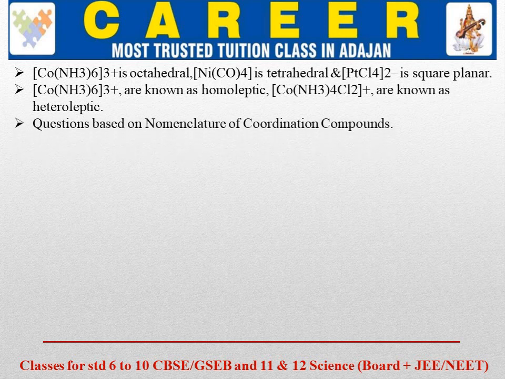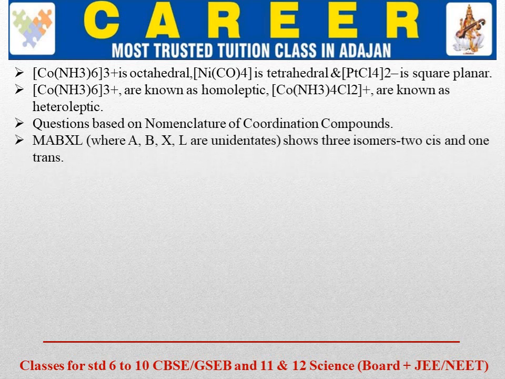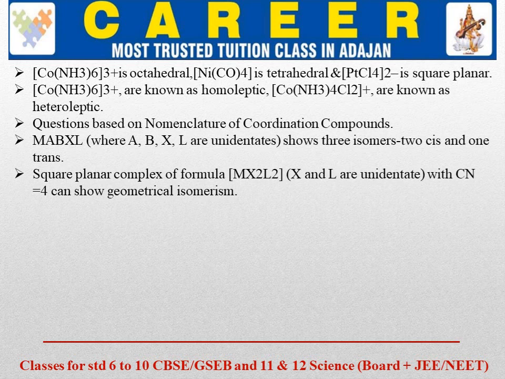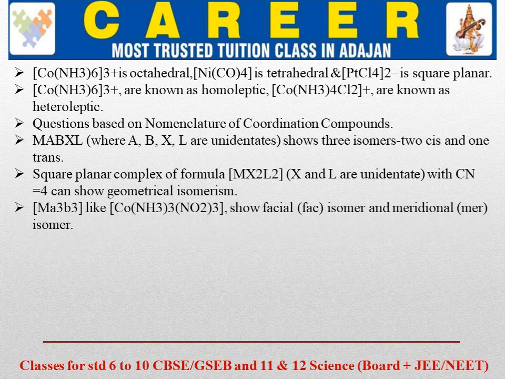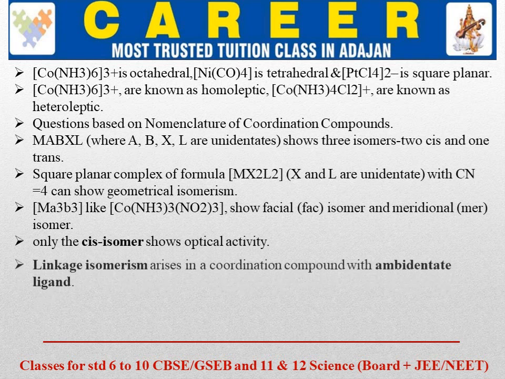Questions based on the nomenclature of coordination compounds will definitely be there in a board examination. An MABXL type, where all four ligands are different, shows three different isomers: two cis and one trans. Square planar complexes of MX2L2 type show geometrical isomerism. Tetrahedral complexes do not show it. MA3B3 can show facial and meridional isomerism. Only cis isomers can show optical activity.